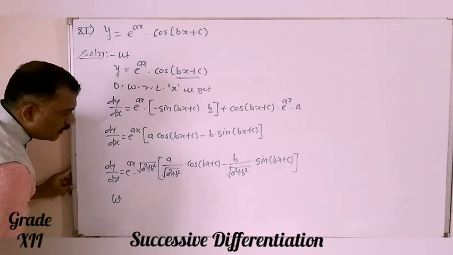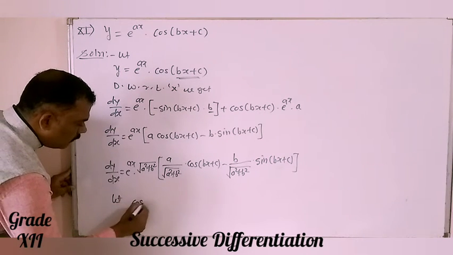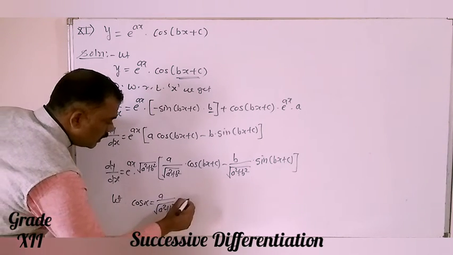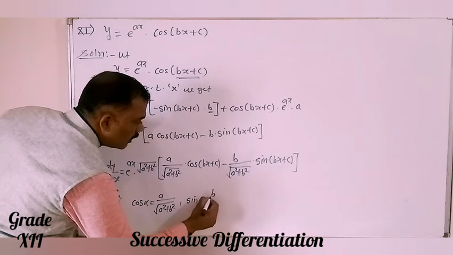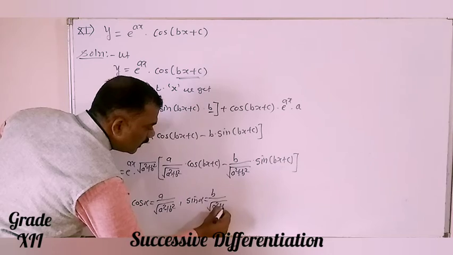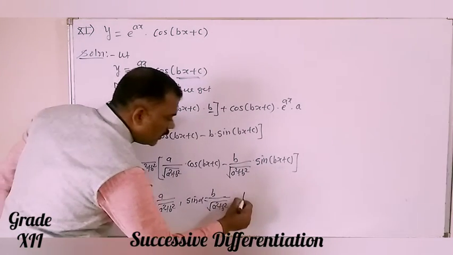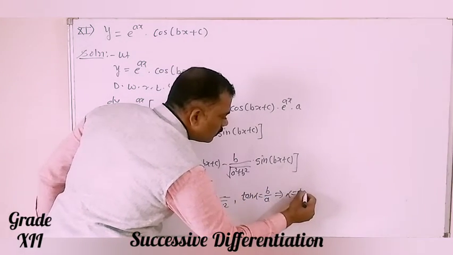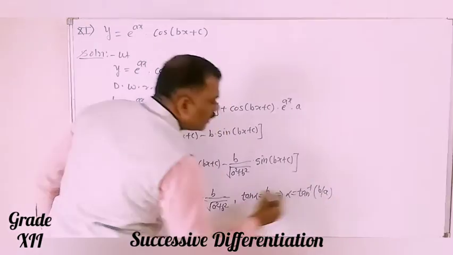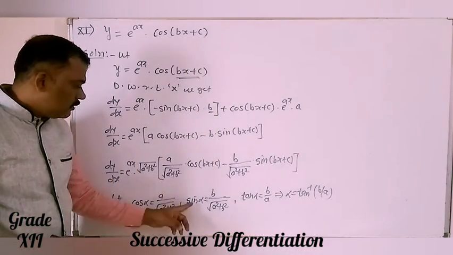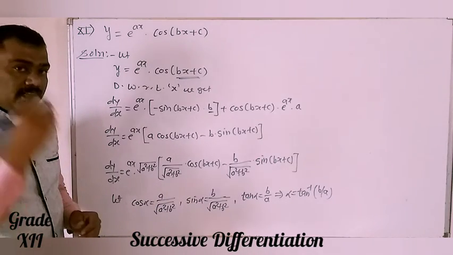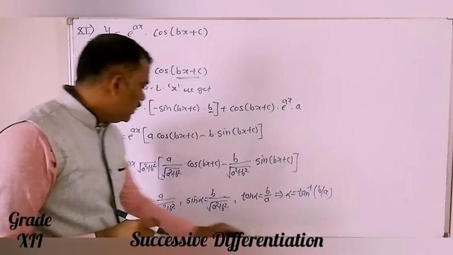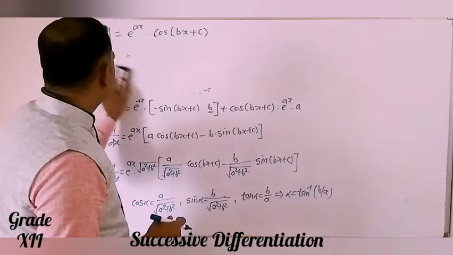Okay, I will assume this one. Let cos alpha is equal to a divided by under square root of (a square plus b square), and sin alpha is equal to b divided by under square root of (a square plus b square). Therefore tan alpha is nothing but b by a. This implies that alpha is equal to tan inverse of b by a. These satisfy the standard identity, that is sin square alpha plus cos square alpha is equal to 1, so we have to assume these values. So here we can use these values.